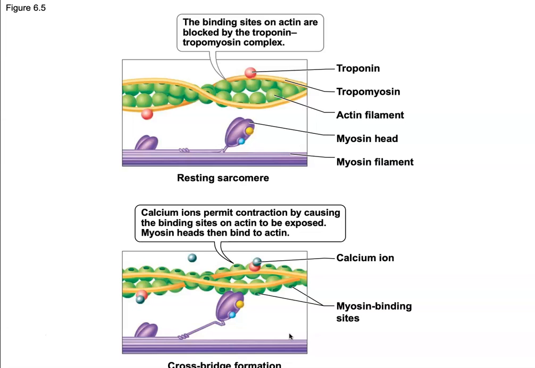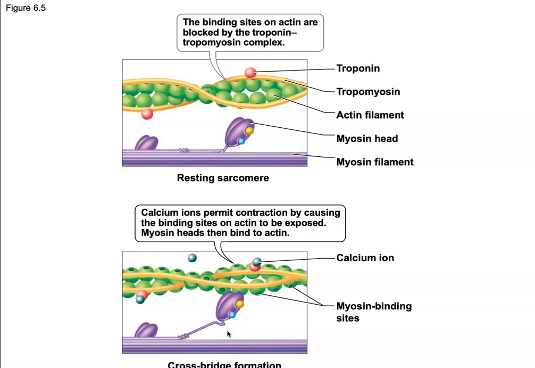Here's an example of what that looks like up close. We have our troponin and tropomyosin complex, which is found on the outside of the actin filament. This is where we latch on and attach that myosin head. Calcium ions permit the contraction by causing the binding sites on the actin to be exposed. Once we expose those binding sites, the myosin heads can reach up, grab on, form that cross bridge, and pull the muscle fibers into contraction.